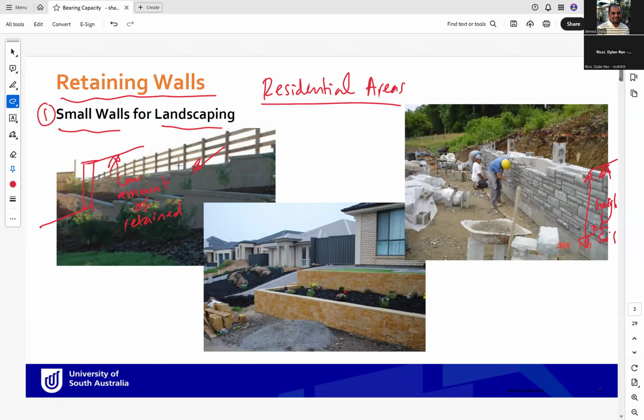Okay. And this is also another example of retaining walls. All these retaining walls are simple ones, because they retain a low height of soil or low amount of soil.